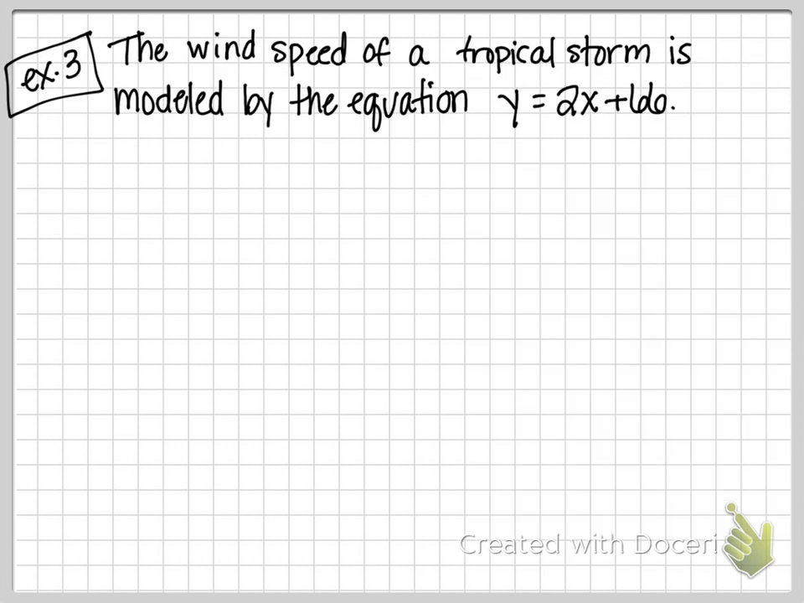All right, here's an example. Real world, this is how we can use linear equations to model real life. So here's what it says. The wind speed of a tropical storm is modeled by the equation y equals 2x plus 66. When you have a real world word problem, find the linear equation. So they're going to tell you it's modeled by this linear equation. That means this line, whatever it might look like, is going to be what the wind speed of a tropical storm looks like. So find that linear equation in your word problem.